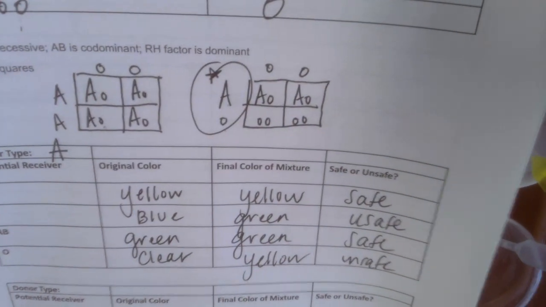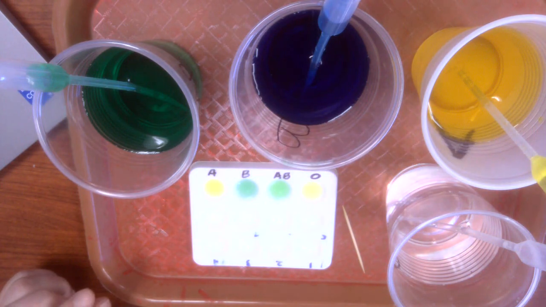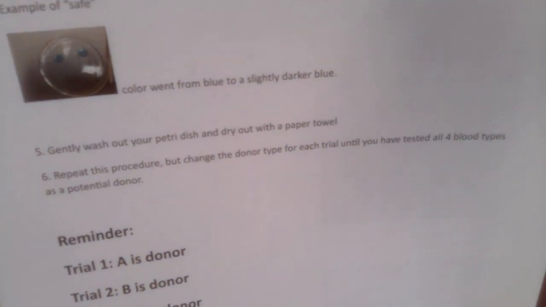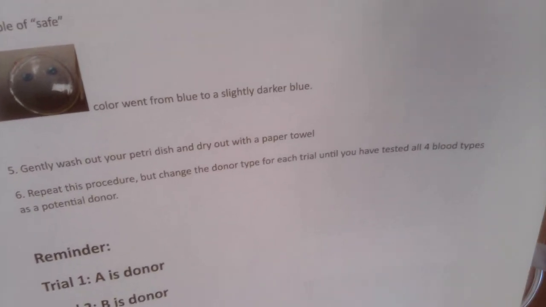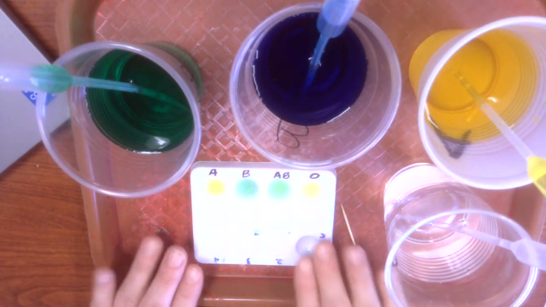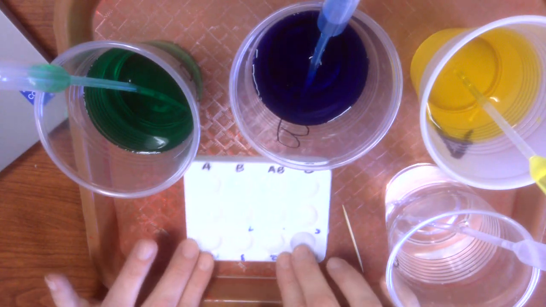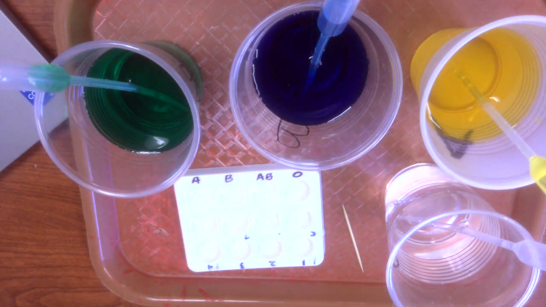So in my first data table here, okay, I have my data. And you'll go back and do that. And then the directions say to gently wash out your Petri dish, repeat it, but you change the donor type for each trial until you've tested all 4 blood types as a potential donor. And then I have some reminders here. So I would go wash this out. So I'm going to go do that. All right, I've washed it out and I'm ready to do my additional trials.